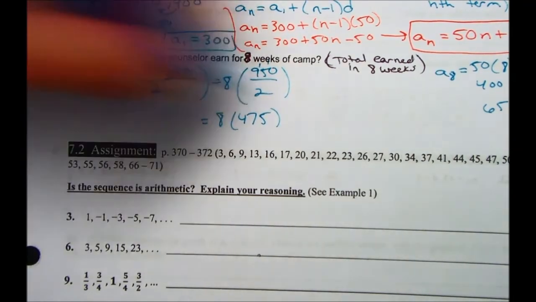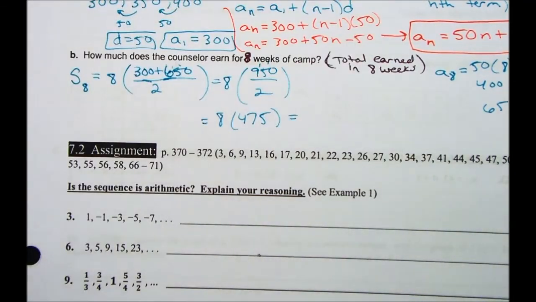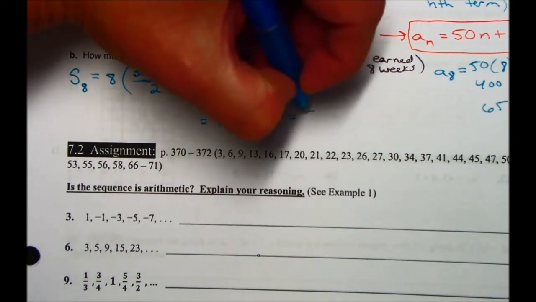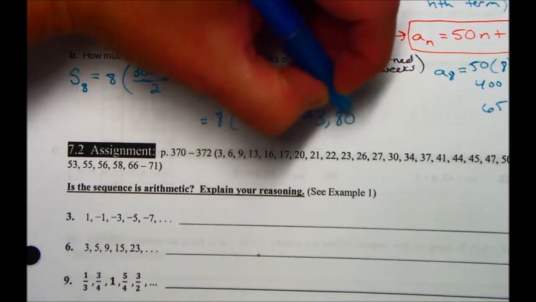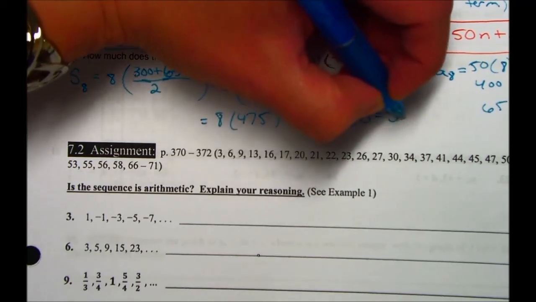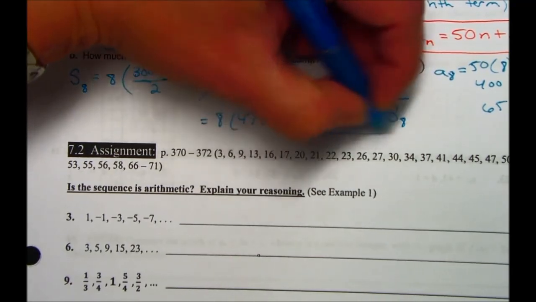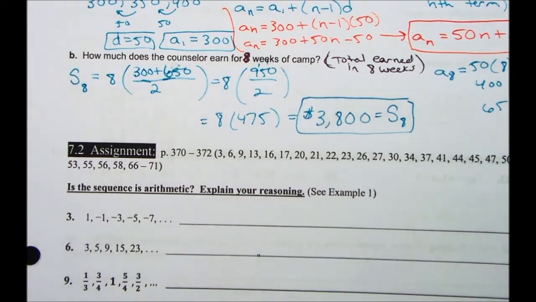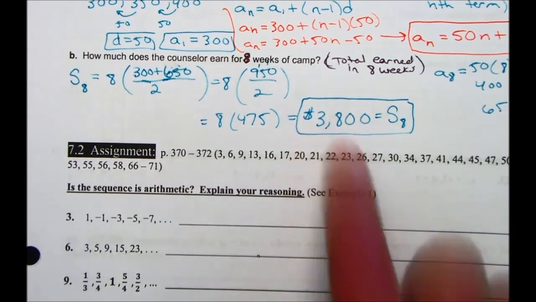Then multiply that out, and we get 3,800, which is equal to the sum of all 8 weeks. So for the whole summer, or the 8 weeks, you earn $3,800.